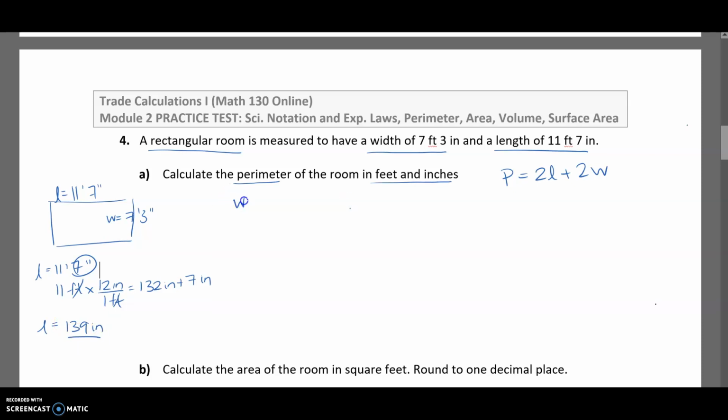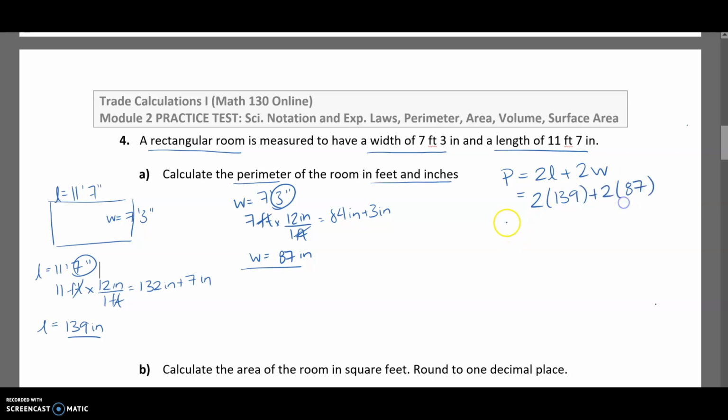I can do the same for the width, which is 7 foot 3 inches. I can convert that 7 feet into inches using my unit conversion. And that gives me 84 inches plus those other 3 inches. My width is 87 inches. Now I can substitute and calculate my perimeter into my formula. 2 times the length, which is 139 inches, plus 2 times my width of 87 inches. This gives me a perimeter of 452 inches.